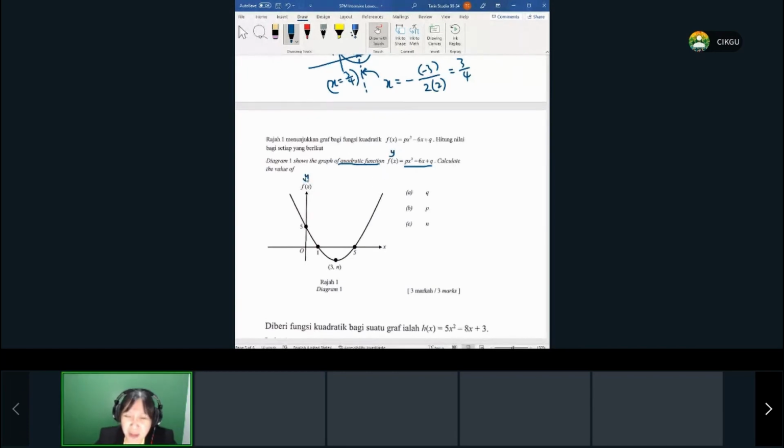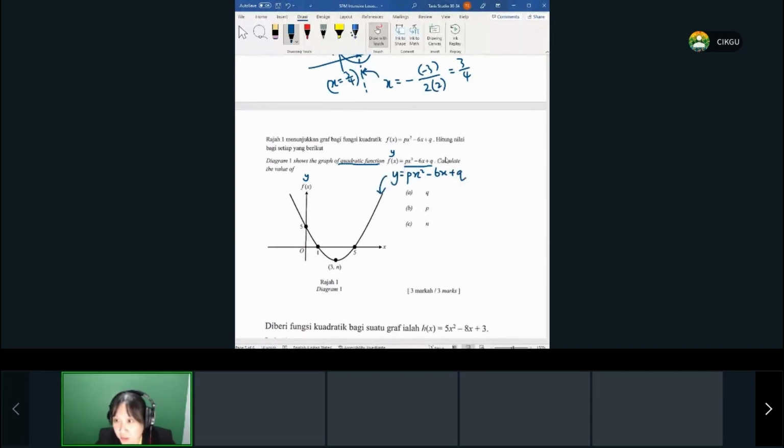They could have just written y. Why are the mathematicians so itchy? It's the same thing. Why need to write in a different way? Okay, f(x) and y mean the same thing. So that means the equation of this graph is y = px² - 6x + q. That's the equation of this graph.